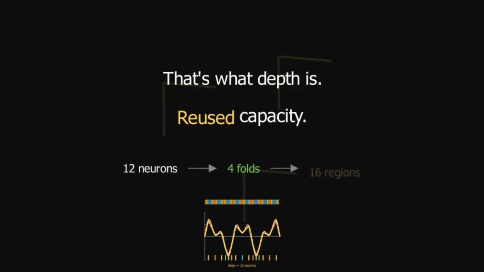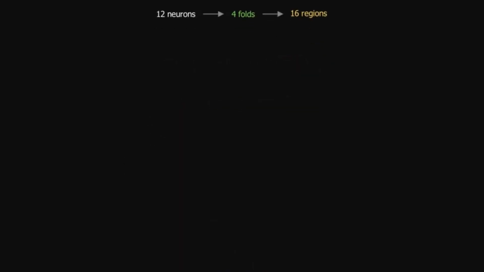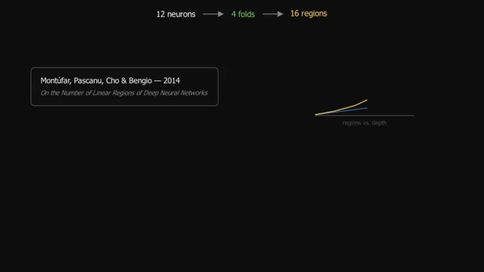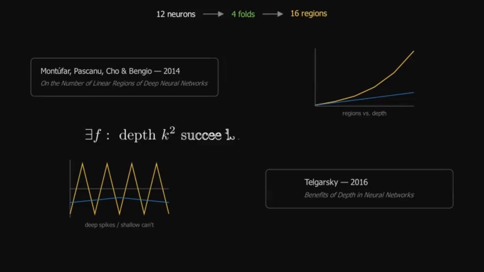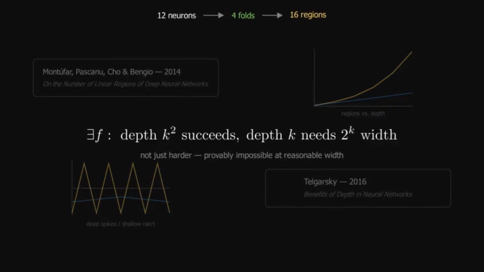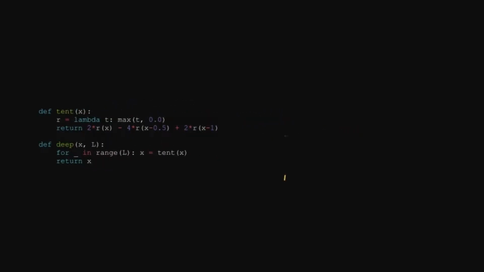This is a real theorem, by the way. Montúfar and co-authors 2014, Counting Linear Regions of Deep ReLU Networks. And Telgarsky proved the separation is genuine. There are functions a deep network fits with a handful of neurons that a shallow one provably cannot, at any reasonable width. 6 lines of code.